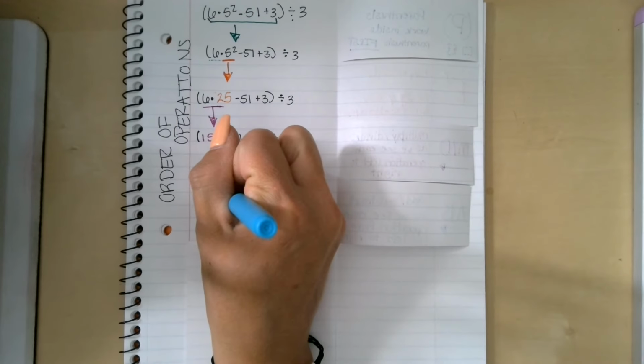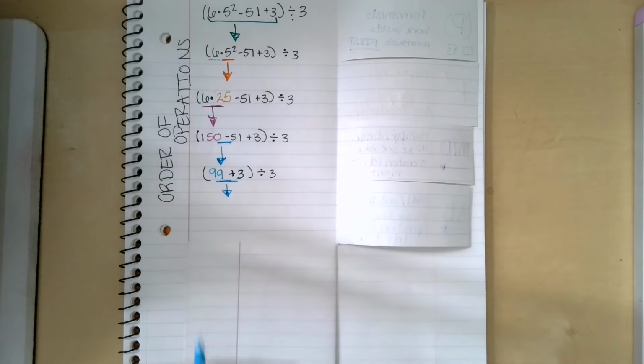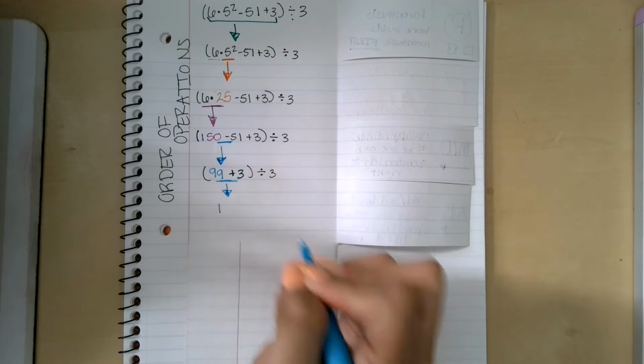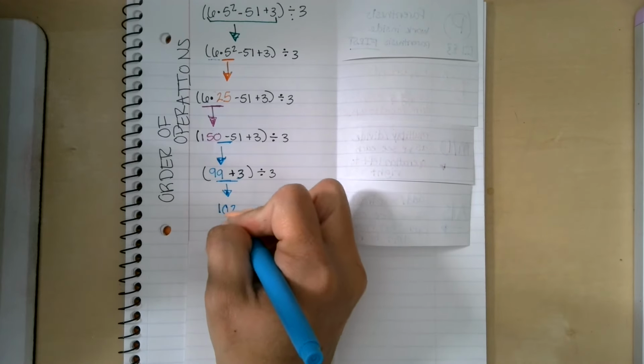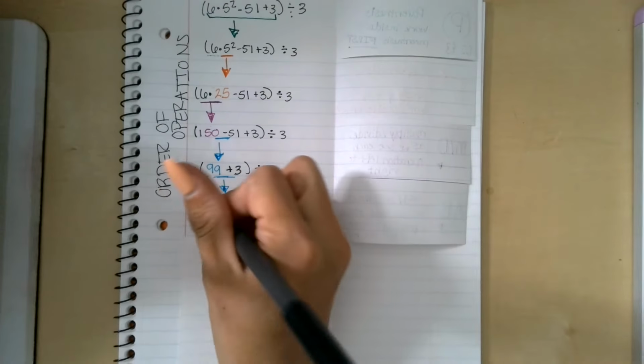So I'm going to do this next. I get 99 plus 3 is 102. So I have 102 divided by 3.